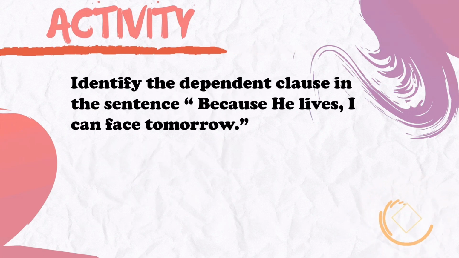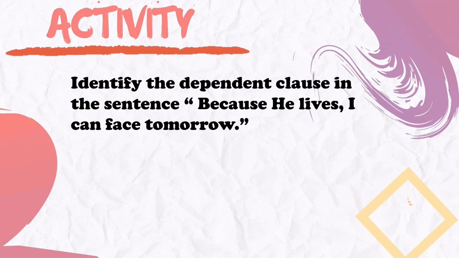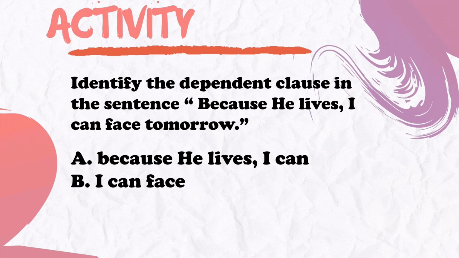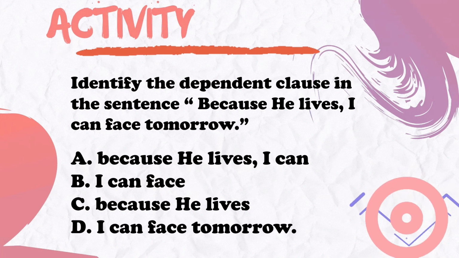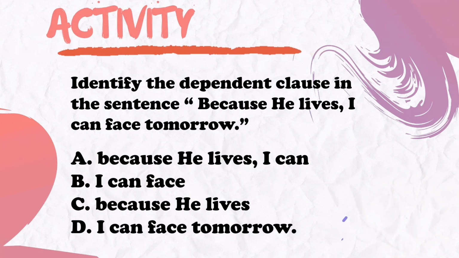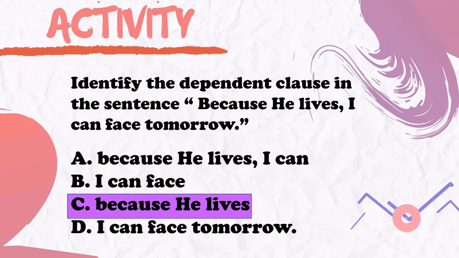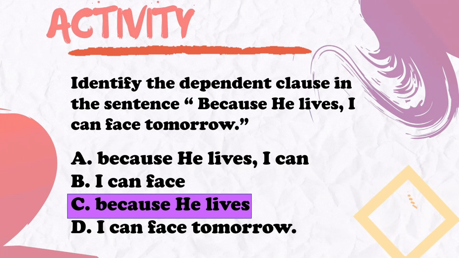Next, identify the dependent clause in the sentence, because he leaves, I can face tomorrow. A. Because he leaves, I can. B. I can face. C. Because he leaves. D. I can face tomorrow. You're on the go. The dependent clause is because he leaves. It has a subject, which is he, and a verb, which is leaves. However, it begins with the subordinating conjunction because, and it doesn't express a complete idea.